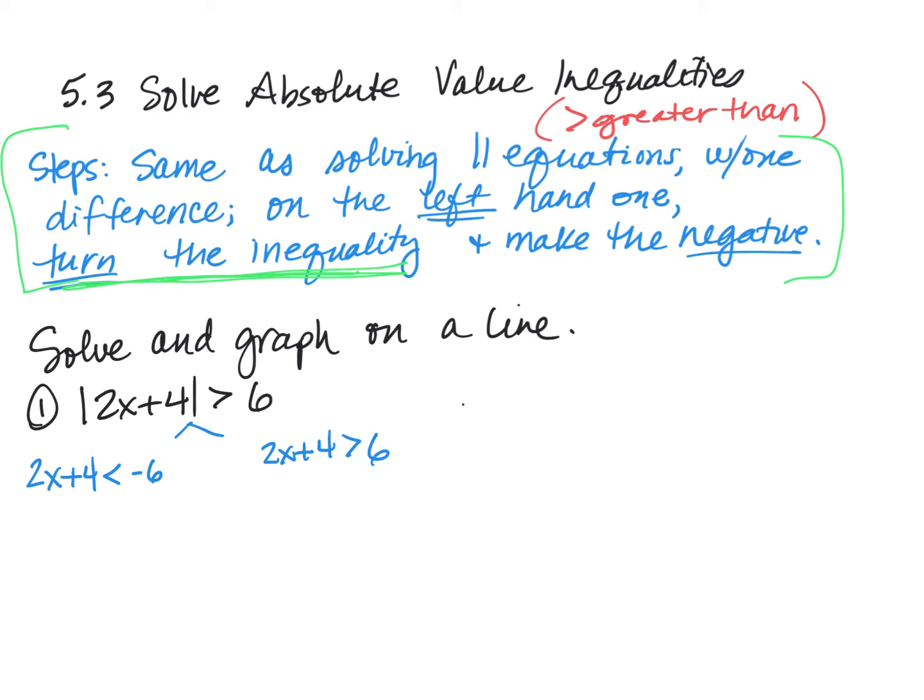And now we're back to where we were before. So I'm going to subtract 4. So I have 2x is less than negative 10. Divide by 2. X is less than negative 5. On the right, if I subtract 4, I have 2x equals 2. Divide by 2, x equals 1. Now, these are OR questions, grade OR, okay? So when I graph this on a number line, it's going to look like this, okay?